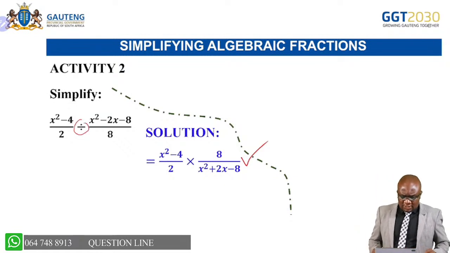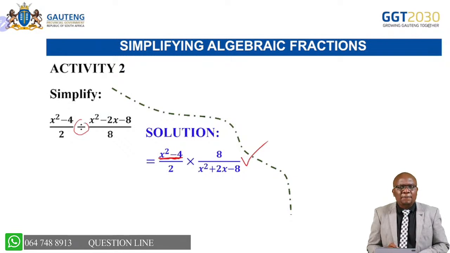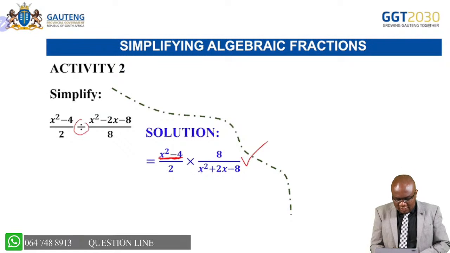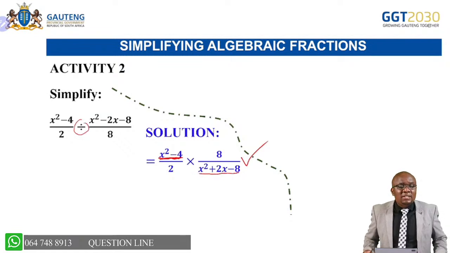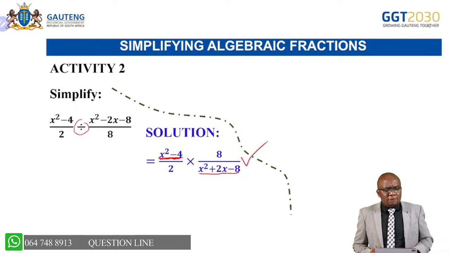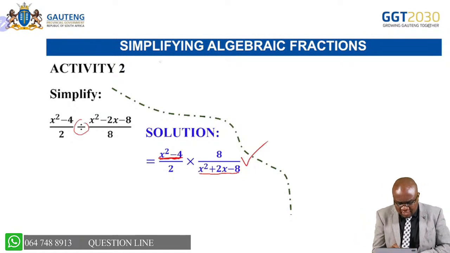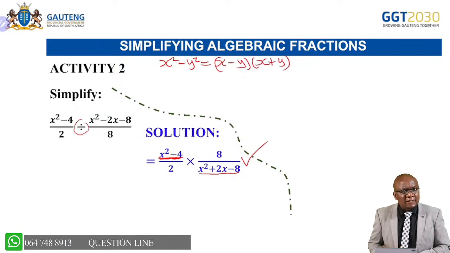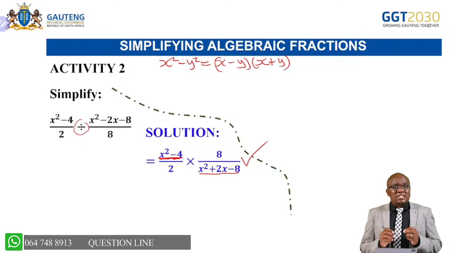Okay, right now, grade 10s, let's check. We have here this one. What do you see here, grade 10s? I see difference of two squares. And then here, I see a quadratic trinomial. Okay, right, difference of two squares. Let me remind you. Do you remember that we say x squared minus y squared is equal to (x minus y)(x plus y), where x and y are the square roots? That is how we factorize the difference of two squares.